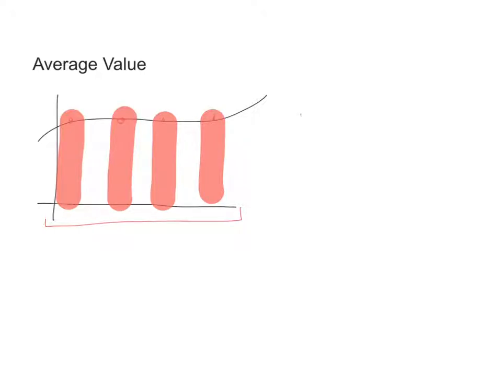So this is written as 1 over b minus a, integral from a to b, f of x dx. So you're just integrating from a to b, and then you are dividing by that bound to find the average integral value in that piece.